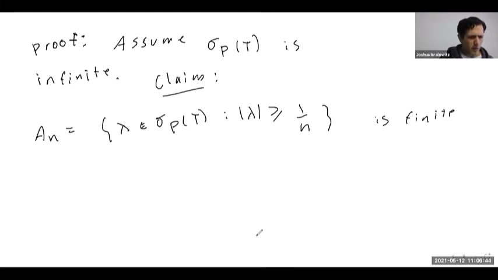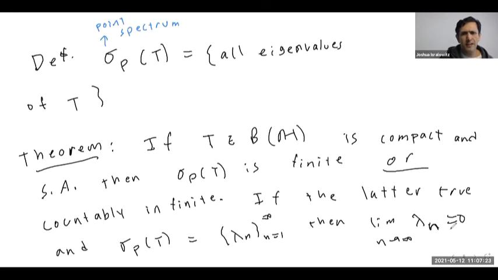Yeah, so let's assume otherwise. I mean, it should be clear, as I said, that sigma p of T is certainly the union of all these A_n, and possibly 0. So if we can prove that each A_n is finite, then certainly we'll at least have that sigma p of T is countably infinite.